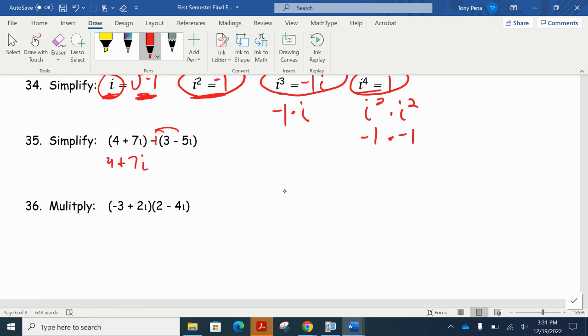And then when we distribute, -1 times 3 is a -3. And then a -1 times a -5i is a +5i. Combine your like terms. So we have 4 and a -3, which is a 1. And then the other like terms are the 7i and the 5i for 12i.